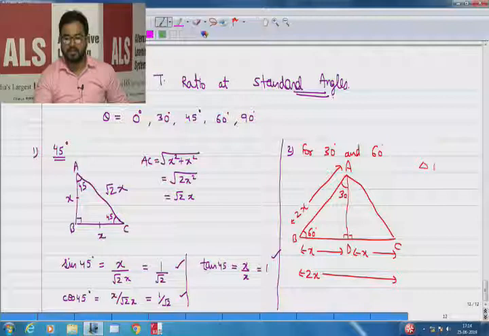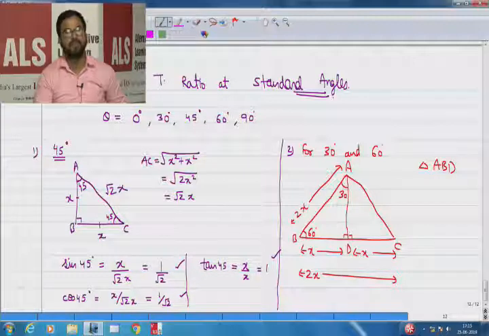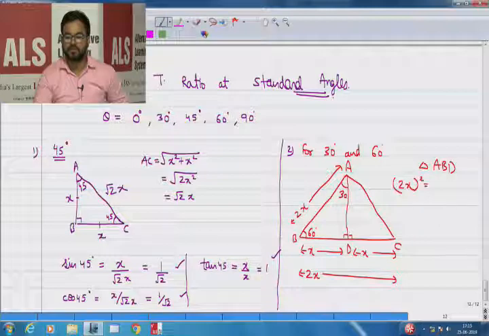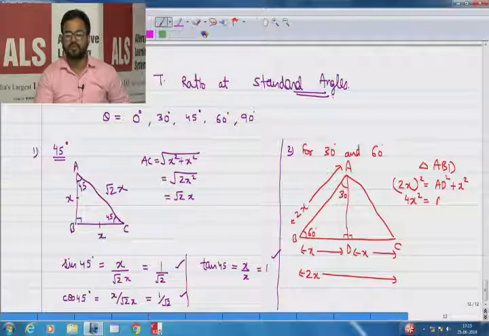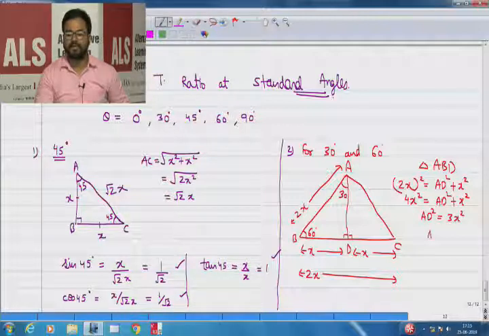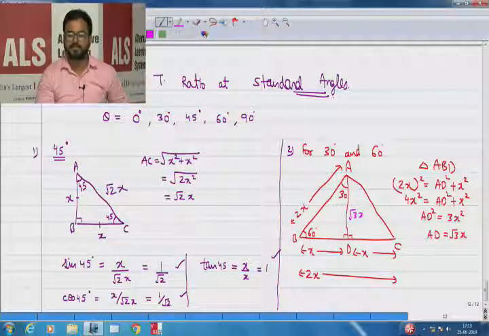In triangle ABD, the hypotenuse is given as 2x, the base is x, and we just have to find the perpendicular. So 2x square is equal to AD square plus x square, 4x square is equal to AD square plus x square, AD square is equal to 3x square, and AD is equal to root 3x. So the value for this perpendicular is root 3x.